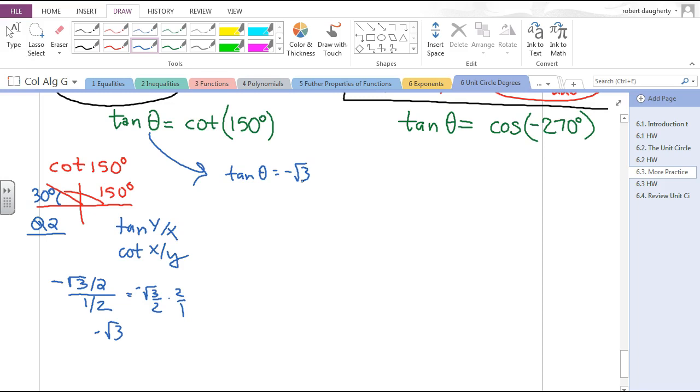What's the definition of tangent? Y over x. Do you see anywhere on the unit circle that when you take the y value and divide it by the x value, you get square root of 3? At 60 degrees. When you take the y coordinate, square root of 3 over 2, divided by 1/2, you get square root of 3. So this is a 60-degree angle, but the tangent is negative. Where is the tangent negative? Yeah, quadrant 2 and quadrant 4. So what are those two angles?